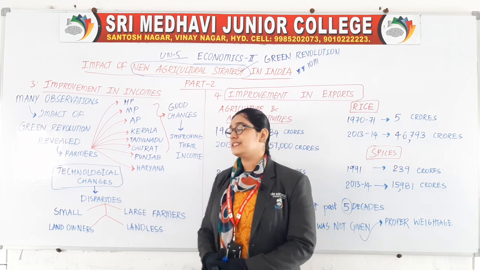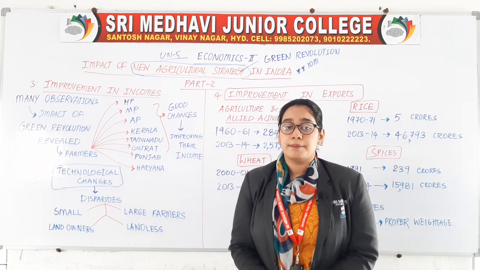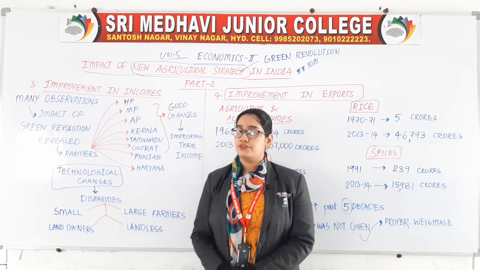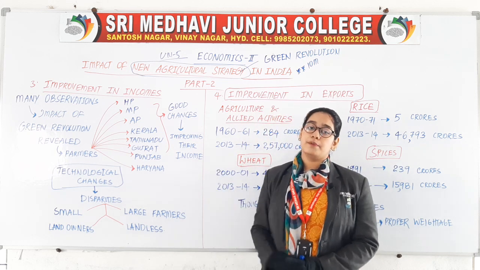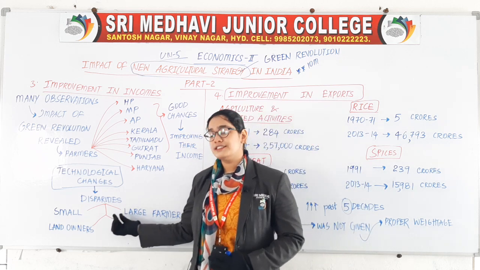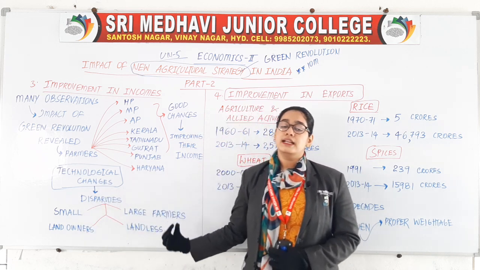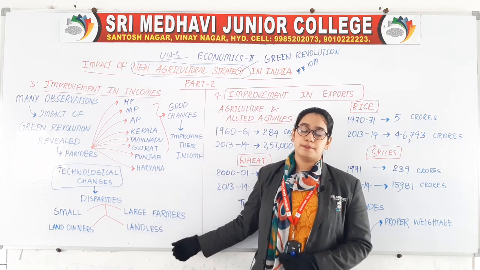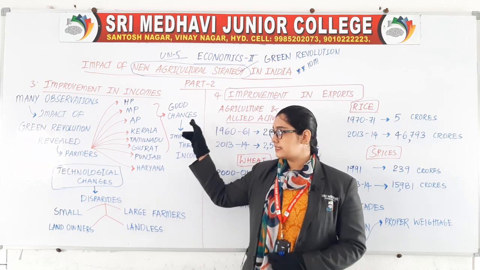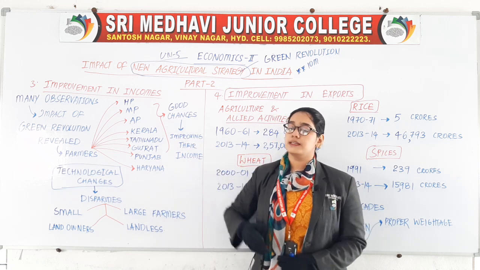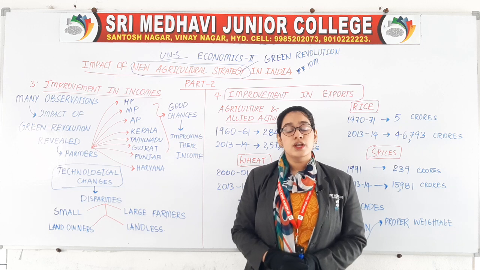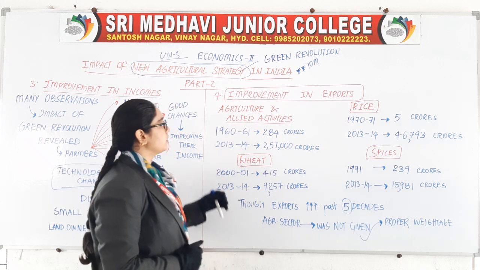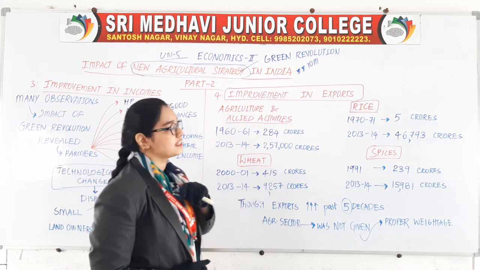Coming to large farmers, it is an advantage because they have good capital, they can buy the machinery and use it in their agriculture field, so they can increase their production. So it is causing disparity between small farmers and large farmers. Then next, landowners and landless people. So this is the negative impact and this is the positive impact of green revolution. What was the point? Improvement in the incomes. Coming to the last point, improvement in exports.